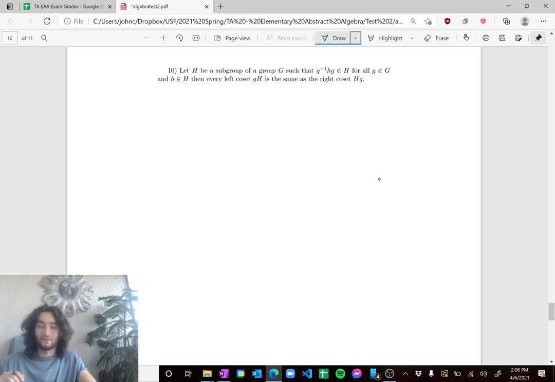Prove then that it also has the property that gH equals Hg, that left cosets and right cosets are equal for any g. That's true. A subgroup which is like this is called a normal subgroup. These are two equivalent properties of normal subgroups, that left and right cosets are the same, and that they're also closed under conjugation. And normal subgroups are great for a lot of reasons.